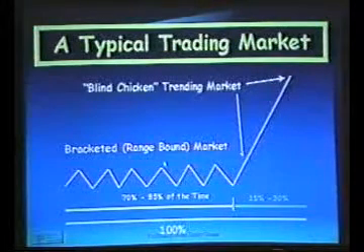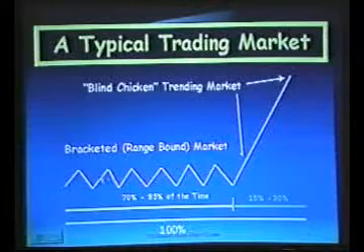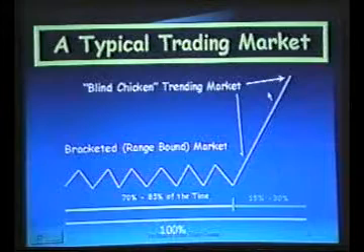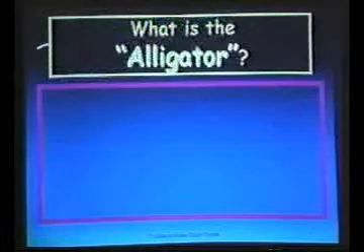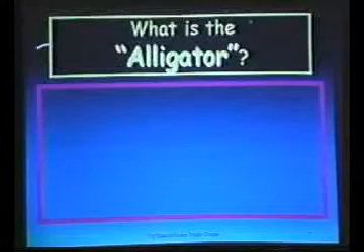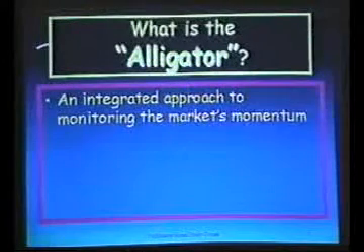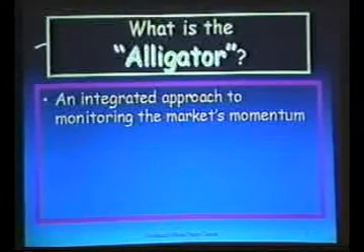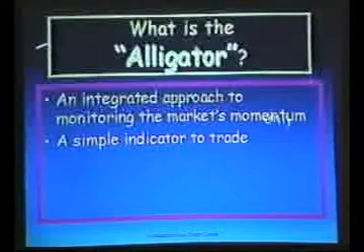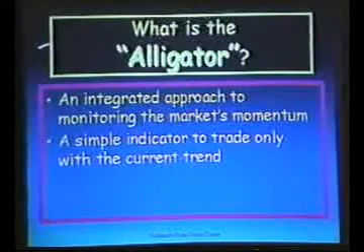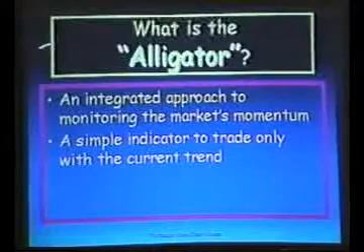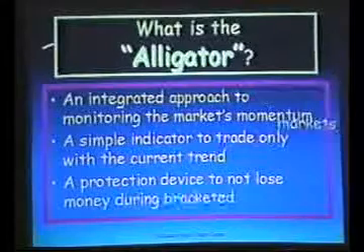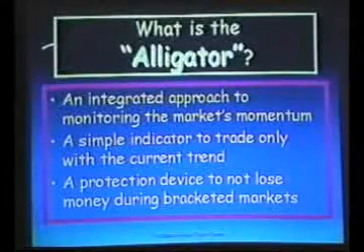What we want to do in this market is to stay out of the market during this range-bound bracketed period and be in the market heavy when that trend starts to move. And the key to doing that is the alligator. Then the question comes up, what is the alligator? Well, 3 things. The alligator is an integrated approach to monitoring the market's momentum. And remember that it's momentum that moves the market, not the price. Second thing is it's a simple indicator to trade only with the current trend. If we're trading against the trend, we call that feeding the alligator. We don't want to do that. And it's a protection device not to lose money during bracketed markets.